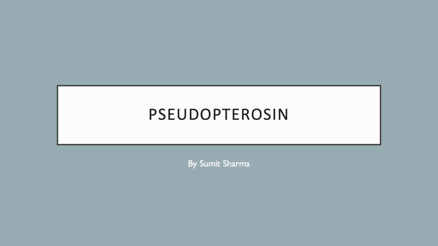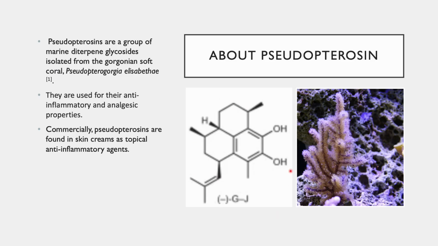This is my CHE 302 coursework 2 project, and it is on pseudopterosin. Right, so this is actually the structure of pseudopterosin, and they're a group of marine diterpene glycosides isolated from this specific coral here, which can be seen in the picture on the right.